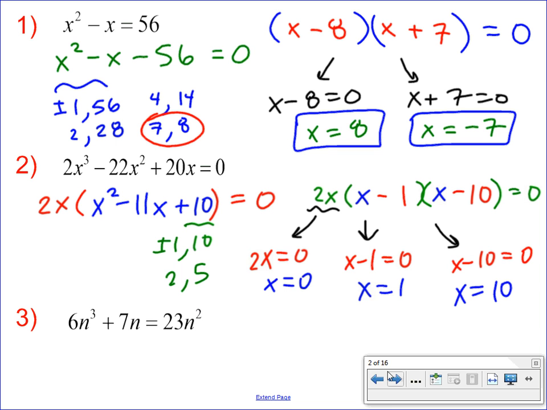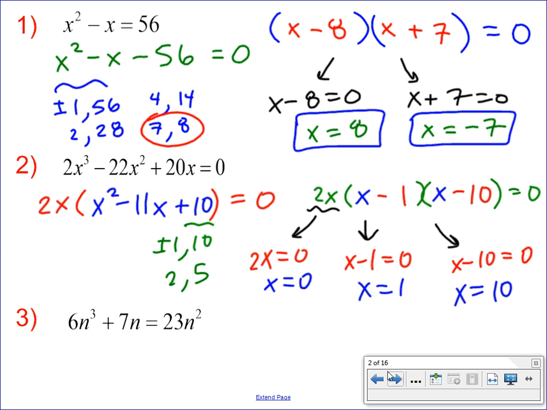You get all three solutions? How do you know that there's no more solutions hiding out there? We had two in the first one, we had three in this one. What lets me know that there's no more solutions hiding out there? Does anyone remember? How can we tell that there's no more solutions hiding out there?